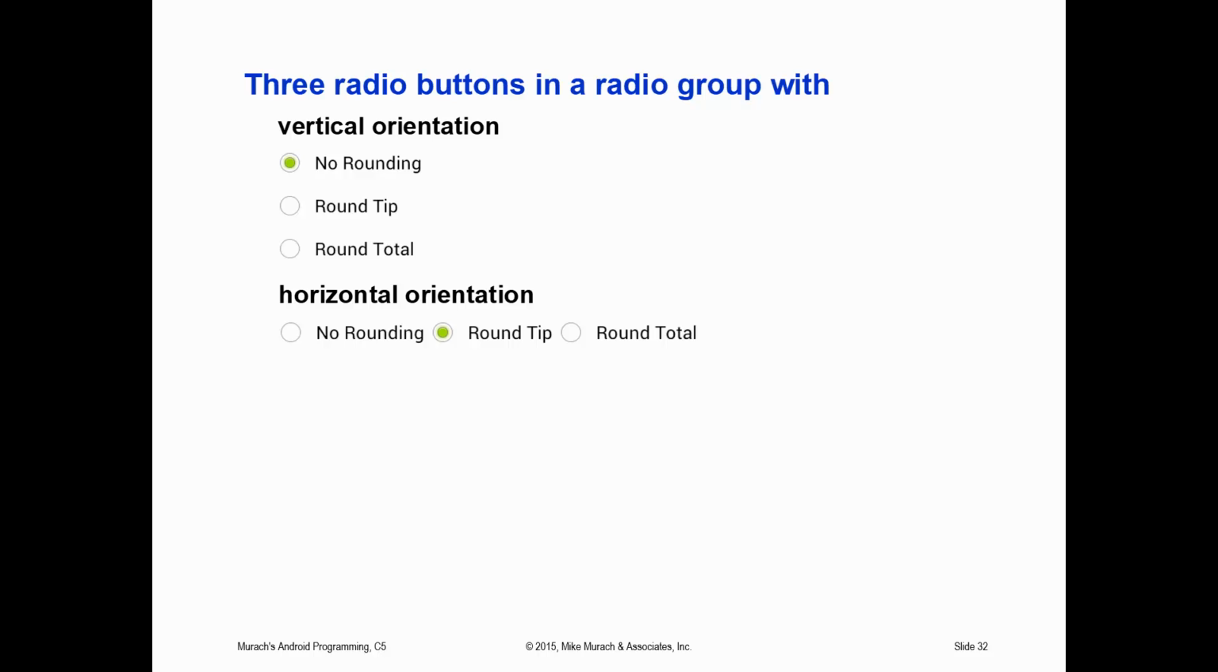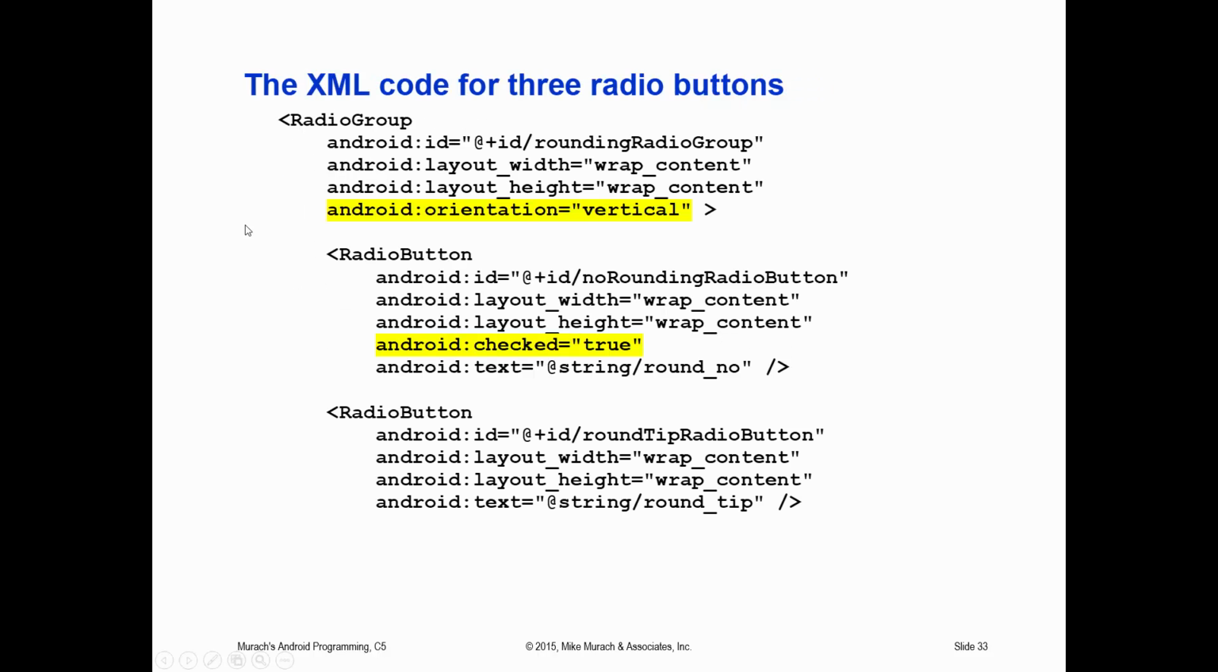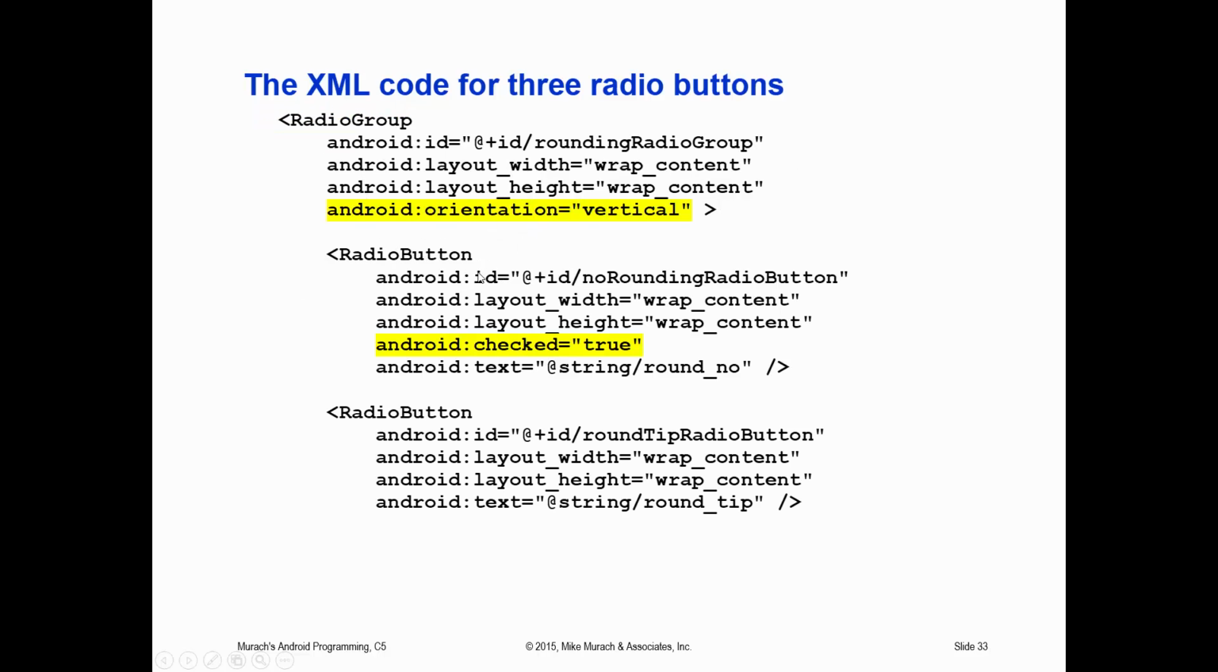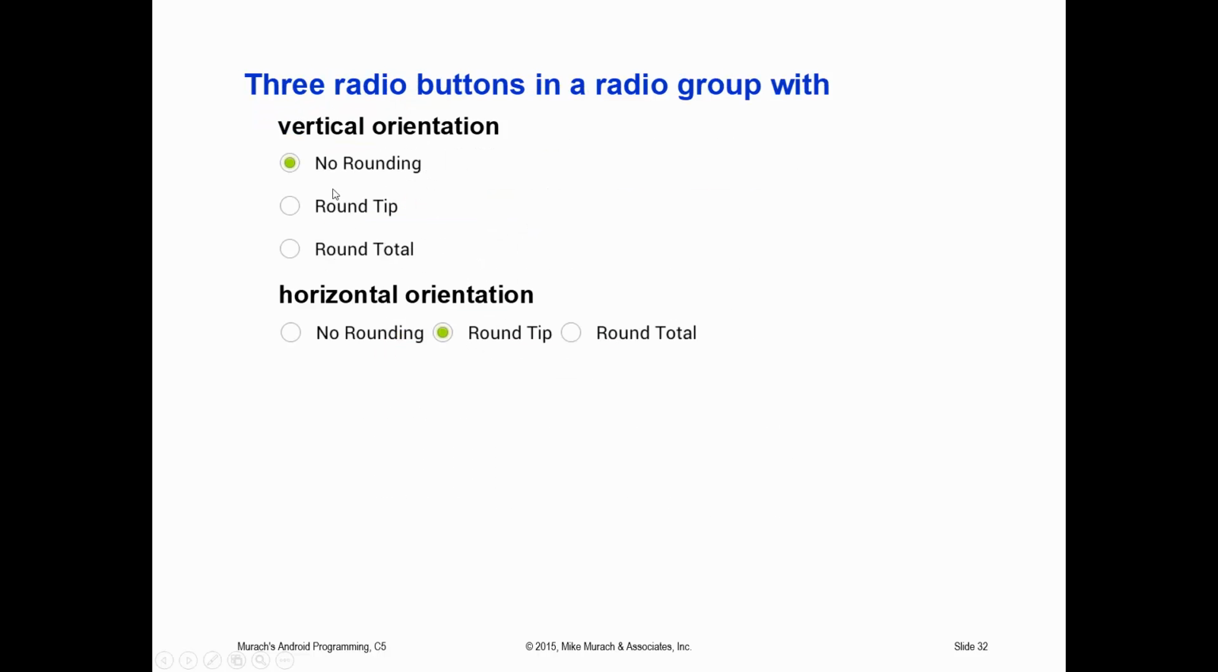So when you add radio buttons, typically you begin by adding two or more radio buttons to a radio button group. And that's shown here. So there's the radio group. This is vertical. The checked is true, so that's showing this one right here.